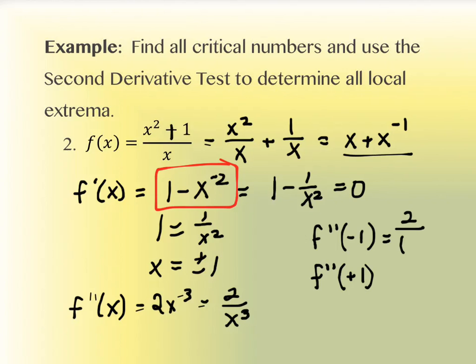So we're going to put in 2 over negative 1 cubed and 2 over positive 1 cubed. Do I care what the number is? No. I actually care what the sign is. So what happens on the first one? It's negative. The second one? It's positive. Okay, what does the second derivative actually tell us? It tells us where it's concave up and concave down. If it's negative, what is it? Concave down. If it's positive, it's concave up.